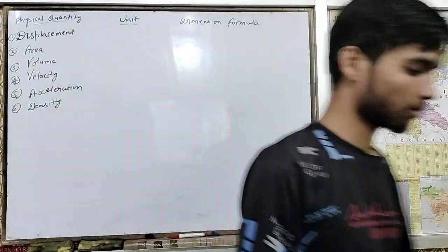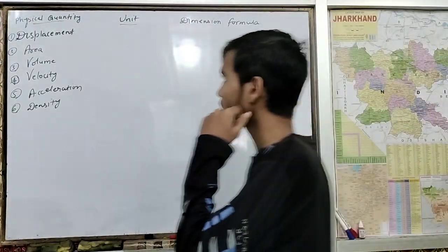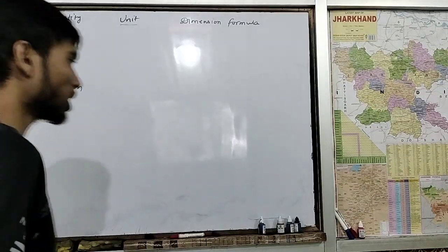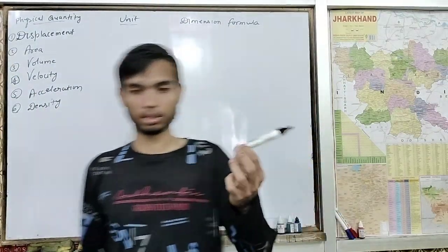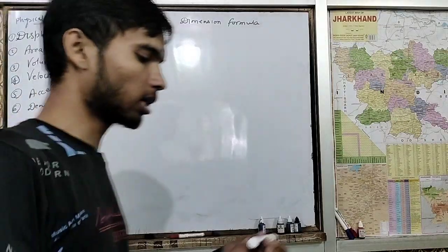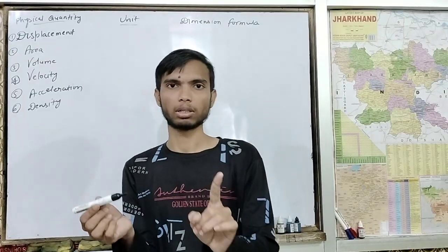Now, dimensional formula is nothing but this: you know that we can measure length in meter, in kilometer, in centimeter, in millimeter. There are a lot of units for this, but we will take here only one, which is length.